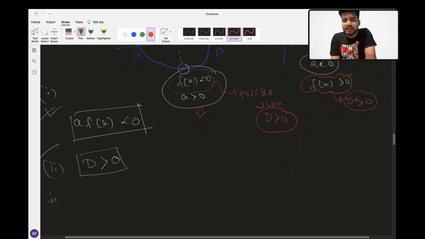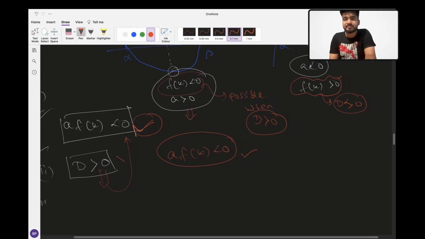So if we only consider this case, we need not solve this case separately. Only solve this case, a f of k less than 0, and you will get your answer. Have you got the point? Because the region of this will automatically come inside this. So if you take the intersection, you will only get this case. Yes or no?